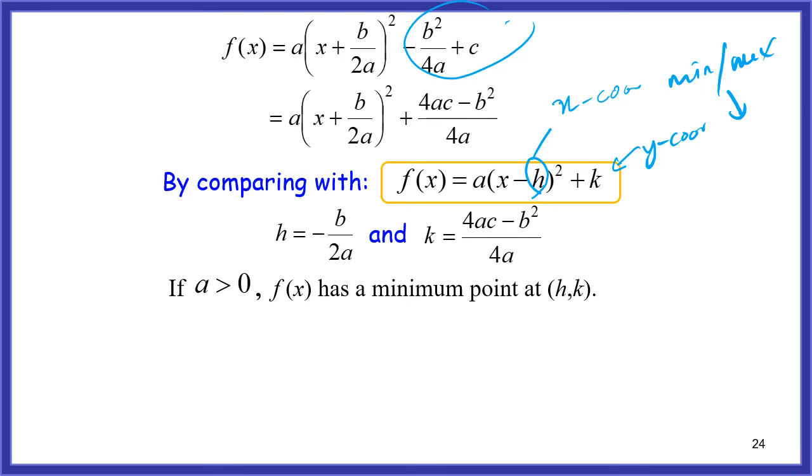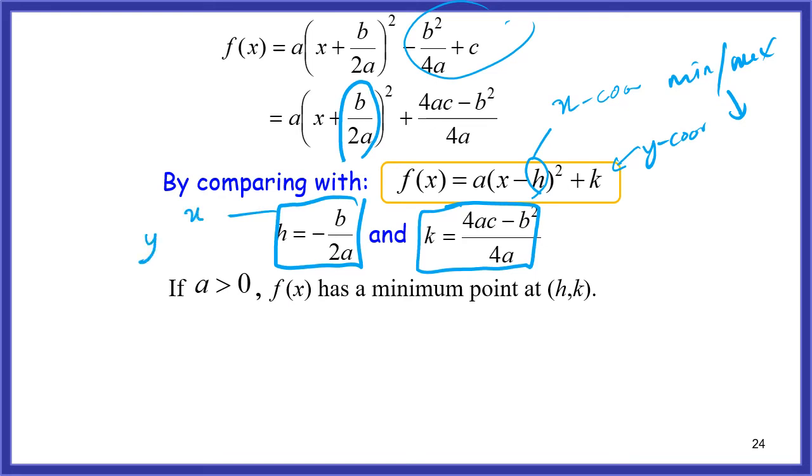So we know that h here is actually negative b over 2a, and then the k is actually (4ac minus b squared) over 4a. Or if you already know the x coordinate, we can find y by substituting the x into the original function. So we don't have to memorize the k. Just substitute x into the function.